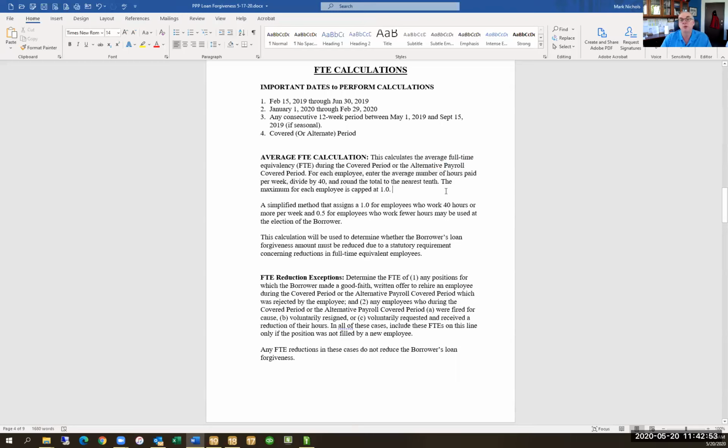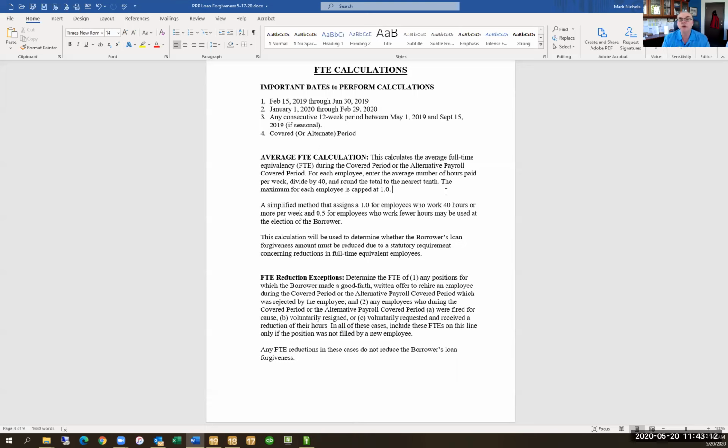So if you have an employee that works 50 hours, right, they worked overtime, and the calculation would be higher than 1.0 because it would be 50 divided by 40, it says, nope, you cap it at 1.0 regardless of how many overtime hours they have. So that's how you calculate an FTE for the purposes of the PPP loan forgiveness.